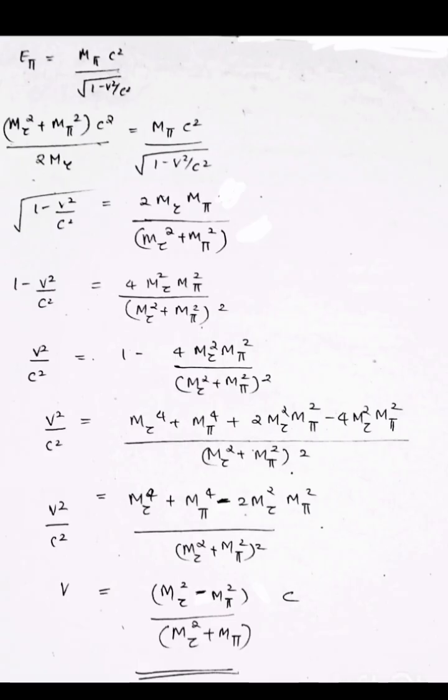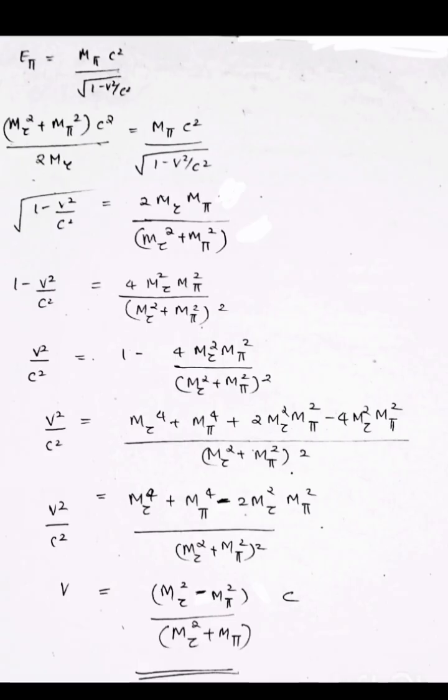m tau square plus m pi square. So 1 minus v square by c square is equal to 4 m tau square m pi square divided by (m tau square plus m pi square) the whole square. That is v square by c square is equal to 1 minus 4 m tau square m pi square divided by (m tau square plus m pi square) the whole square. That is v square by c square is equal to m tau raised to 4 plus m pi raised to 4 plus 2 m tau square m pi square minus 4 m tau square m pi square divided by (m tau square plus m pi square) the whole square.